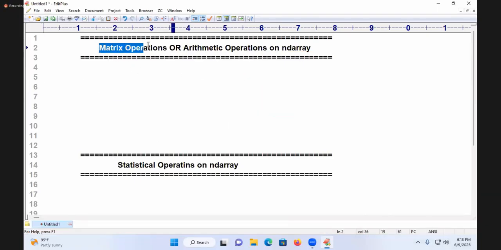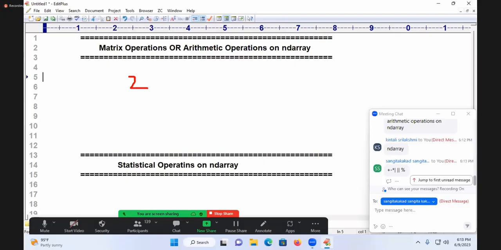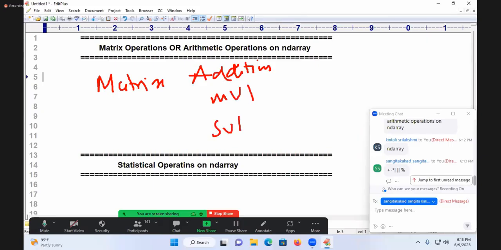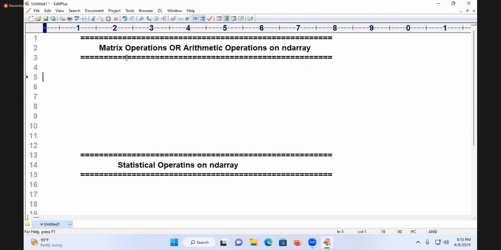Now students, matrix operations: a 2 by 2 matrix is there, and I want to add it with another 2 by 2 matrix. You are already aware of that from your school days, matrix addition. And next is matrix multiplication, matrix subtraction, matrix division, matrix modulus, matrix exponentiation. These many operations I want to do, and it is very simple after seeing the previous things. So what operations can you do on matrices?